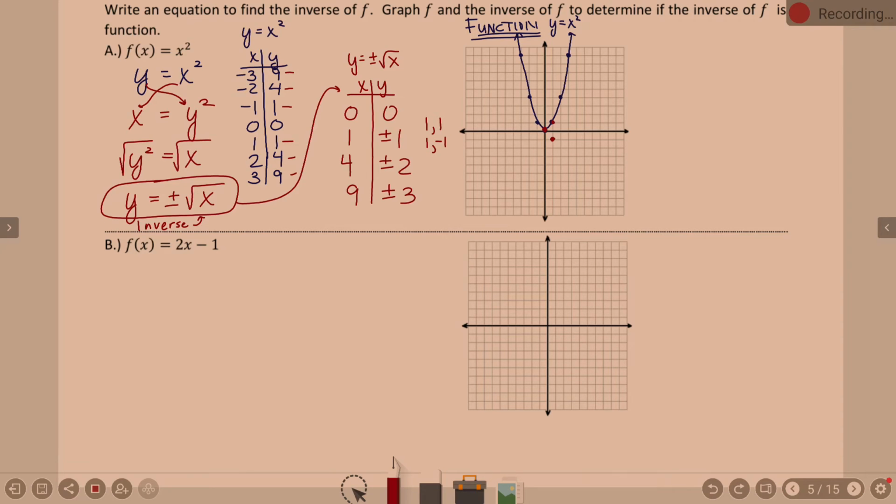So 4, 2, we were already graphing that in this chapter. 4, negative 2 is because of the plus or minus. And the other one, 9, 3 is what we are already graphing in this chapter. 9, negative 3 is what we also have. What we've already been graphing is the top half, correct?